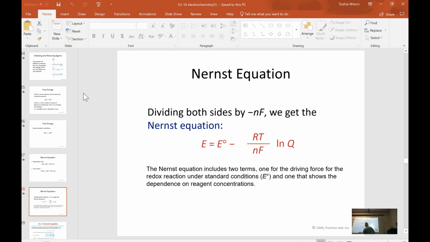So if I added protons, what would happen to E? Nothing. Okay? Make sure when you're looking at these that you're identifying who's actually involved in the redox. And those are the only ones that are going to impact Q. So those are the only ones that are going to impact our cell potential.